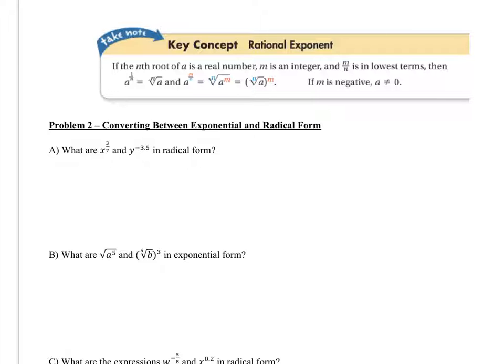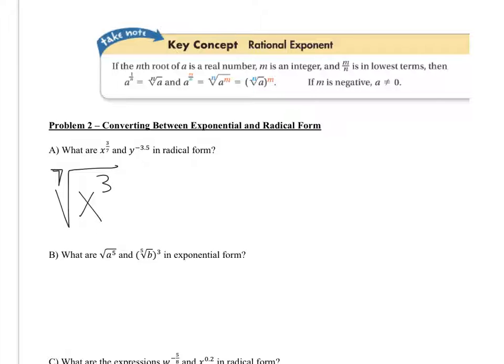So first, just converting between exponential and radical form. When you're looking at this, you'll always want to look at the bottom of your fraction right there. That will tell you what your index is. So my index is 7. So little 7 here, and then this would be x cubed. Again, you could rewrite it like this. I will always prefer, personally, to rewrite it this way.